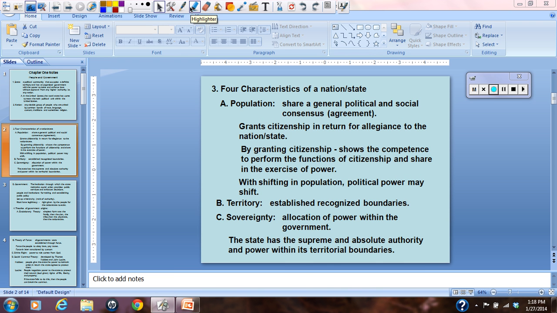All right. Now, the four characteristics of a nation state, I will tell you right now. You have to know all four, but you only have to know the definition of two. And I would write that in the margins. Write that in the margin that you know all four, but only the definition of two.